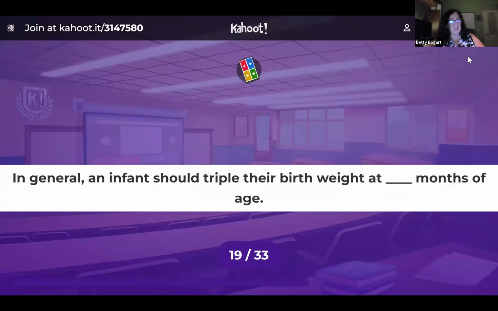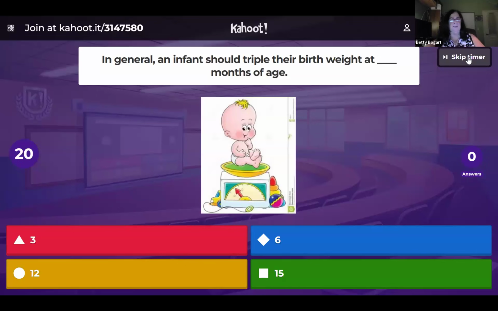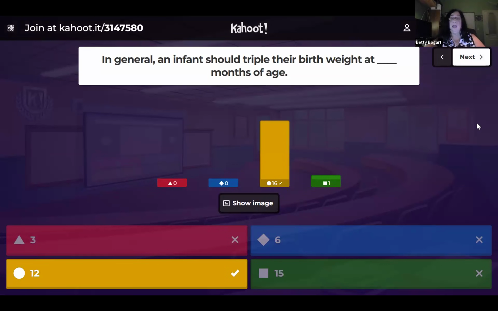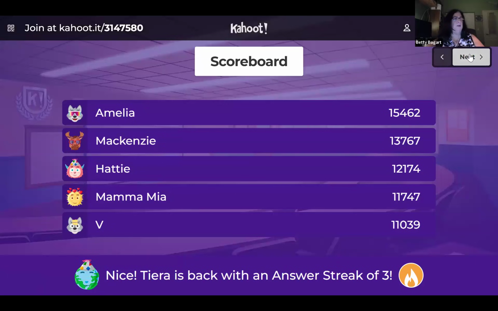In general, an infant should triple their birth weight at what months of age? At 12 months. Double at 6 months, triple at 12 months. Very good.